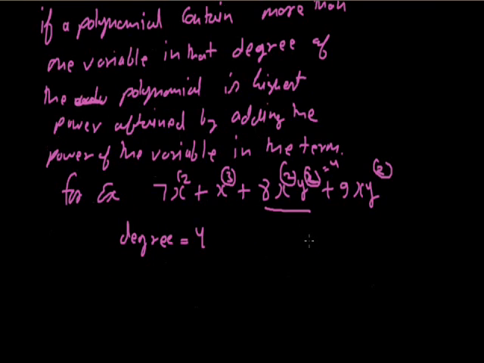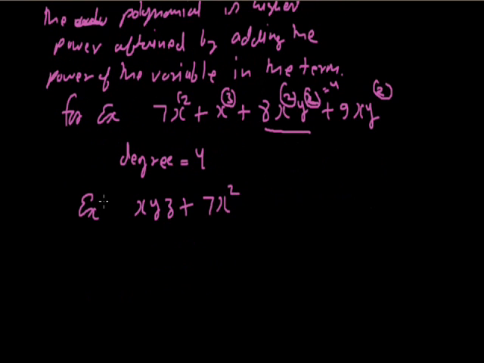Let's take one more example. xyz plus 7x square. Now, what is the degree of this polynomial? Here in this term, we see that it contains three variables x, y, and z, and their powers are 1, 1, and 1. When we add these three powers, 1 plus 1 plus 1, we get 3. And here the power is 2. So among these two, 3 and 2, the 3 is the greatest. So the degree is 3. In this way, we can define the degree of the polynomial.